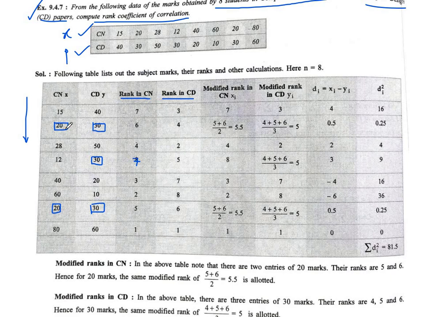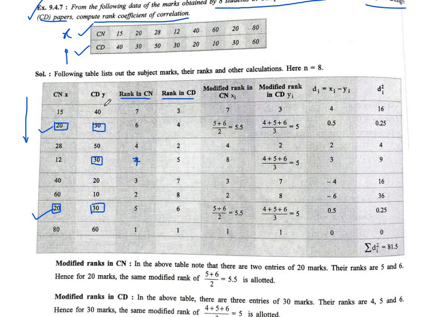So for CN there are two same ranks, while for CD there are three same ranks. For CN, for 20 and 20 we have to take the average of the rank, so that is 5 plus 6 divided by 2, that is 5.5. Similarly for this 20 also, the average of the rank, 5 plus 6, is equal to 5.5.